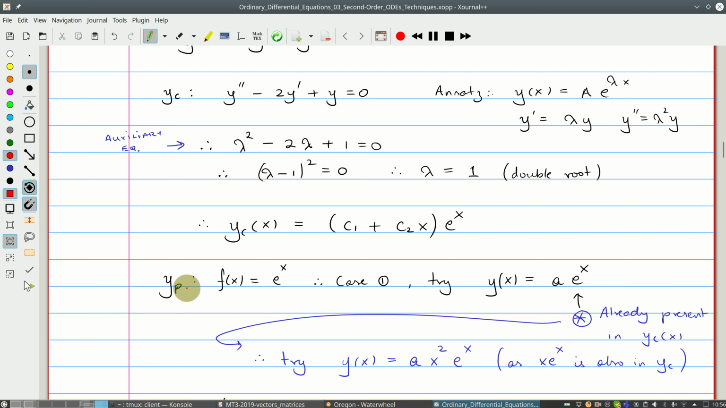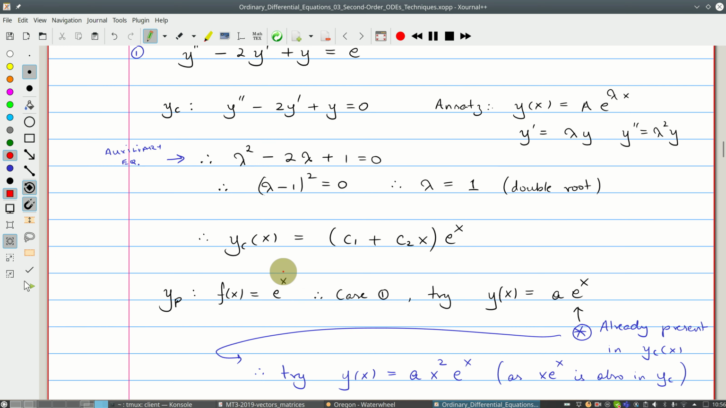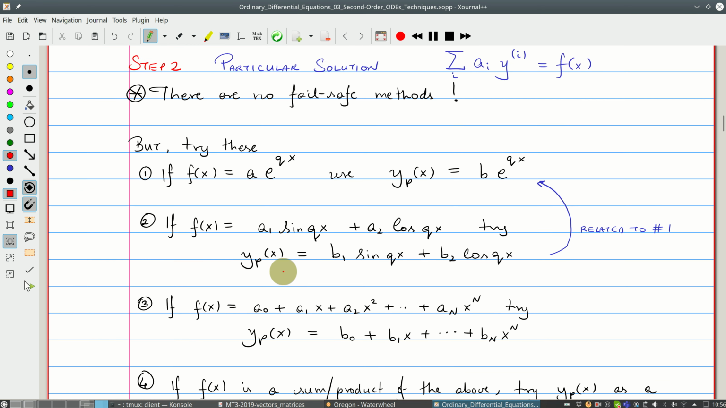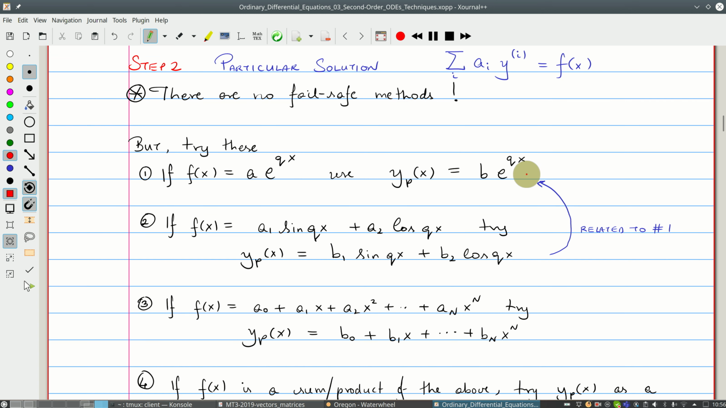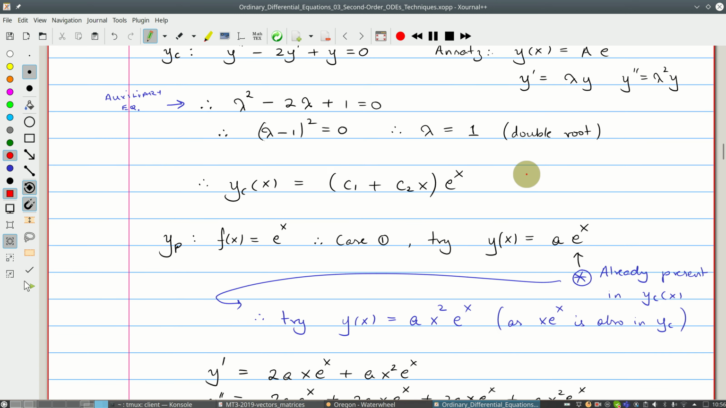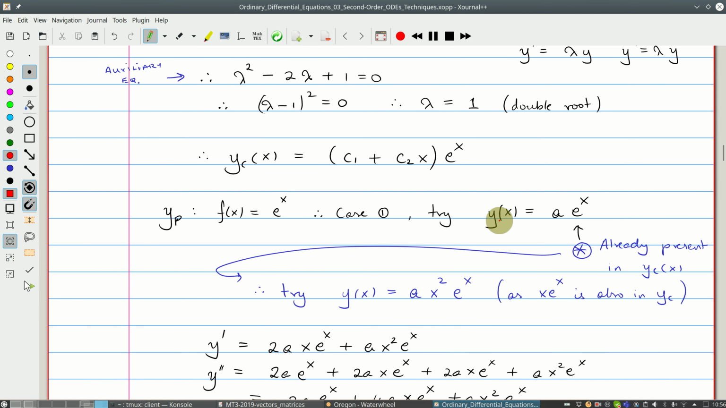Okay, now we need to find the particular solution. Our source function is e to the x. So we go to our different ways of finding a particular solution. If f is a times e to the qx, then we try b times e to the qx. So that's the first case. So we're going to try a function of the form, we've got a 1 times e to the x, I'm going to use a times e to the x. But this won't work because c1 times e to the x is present in the complementary solution.